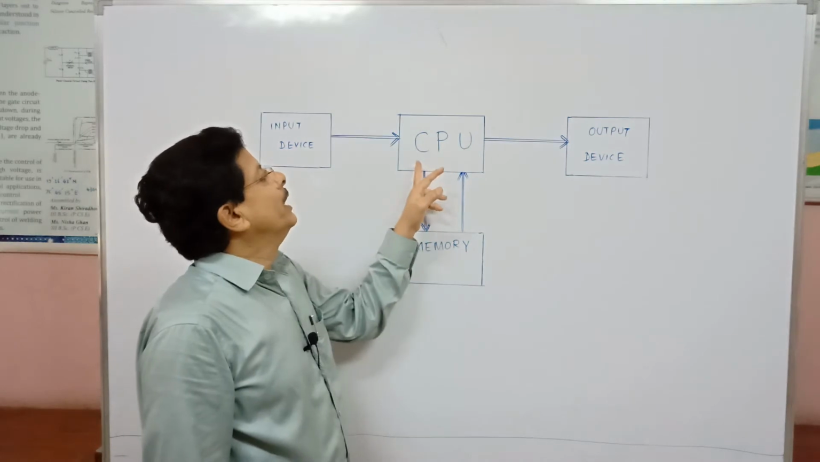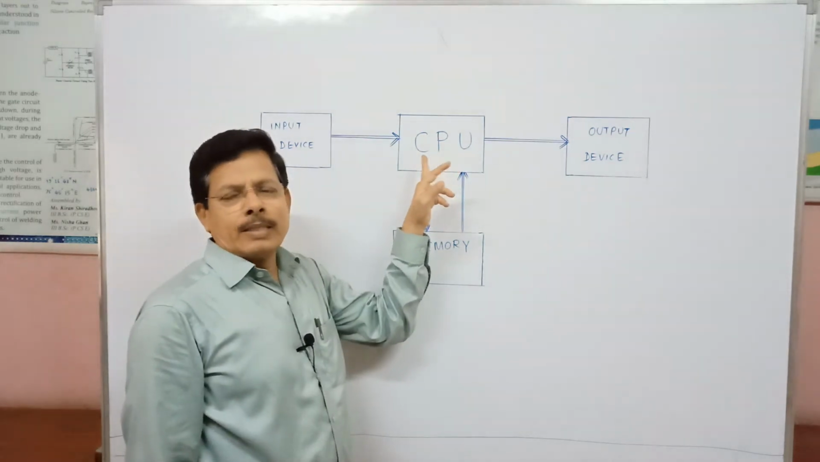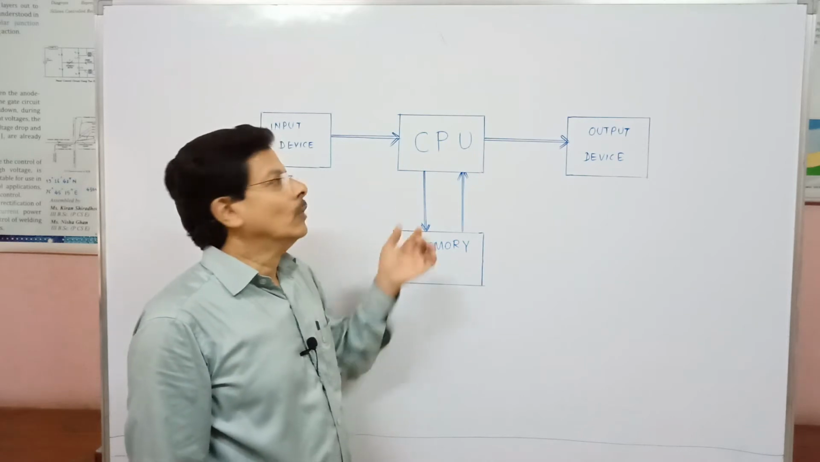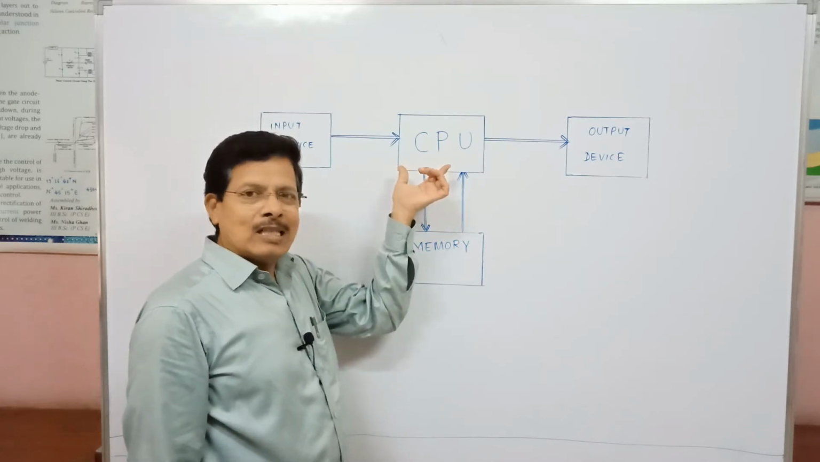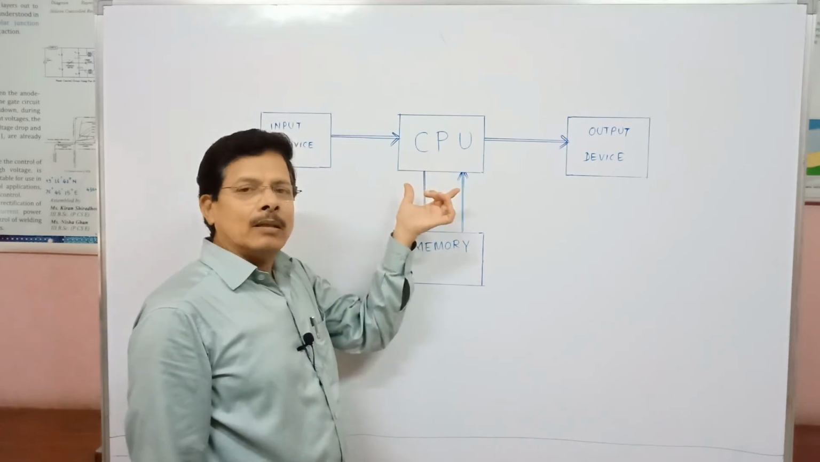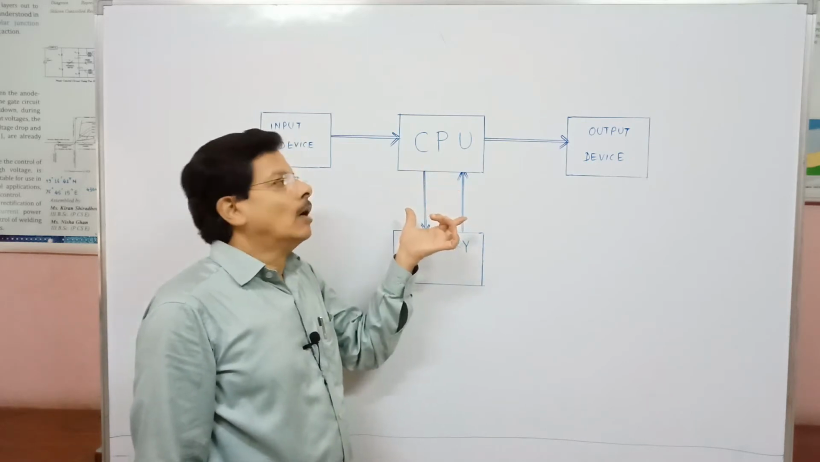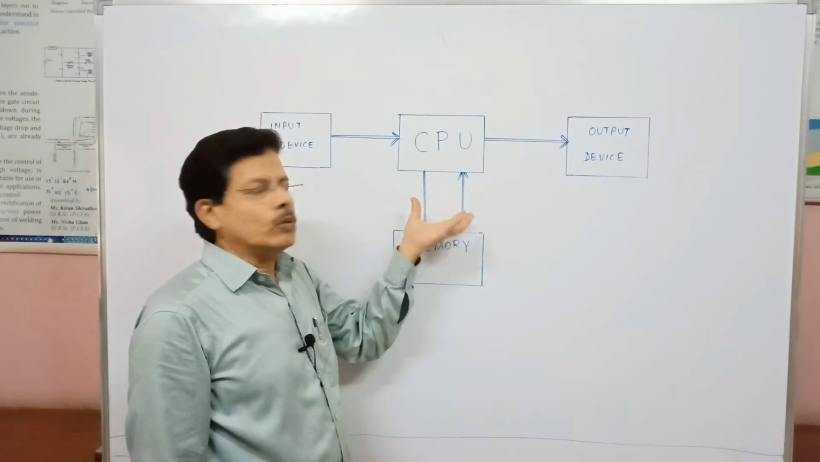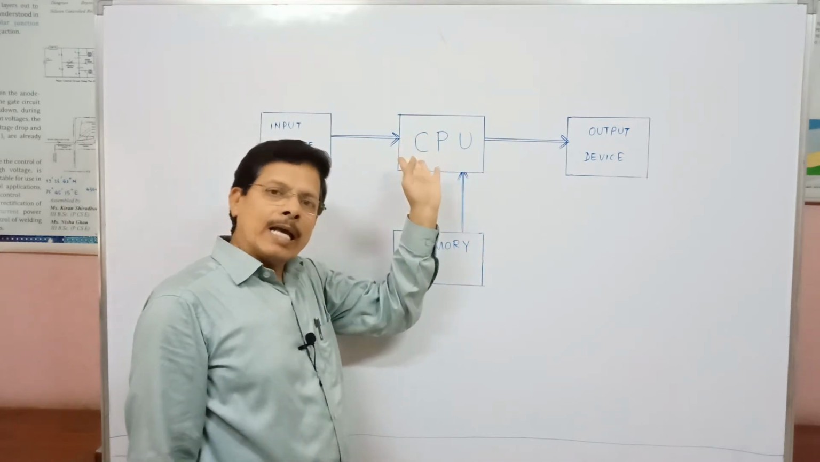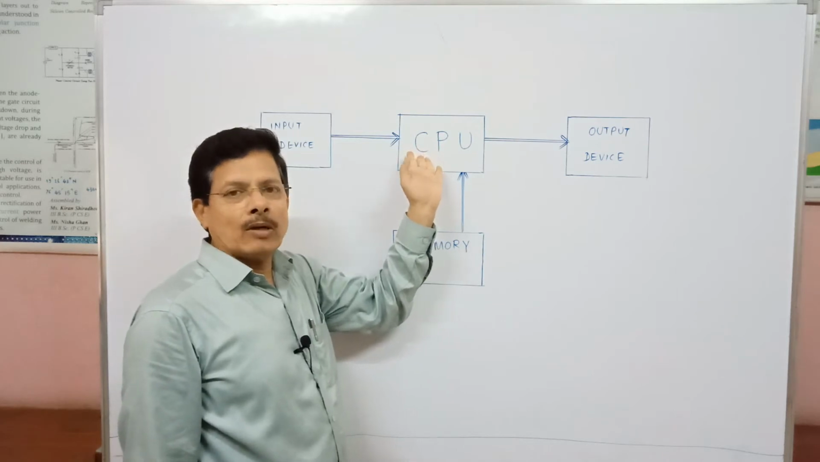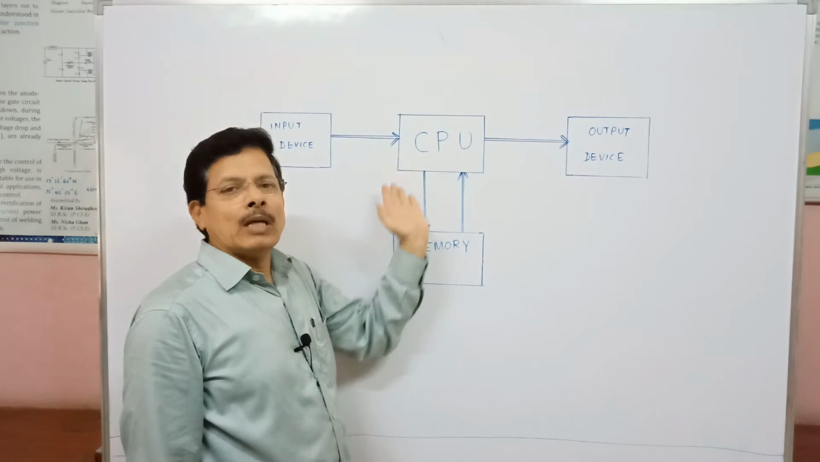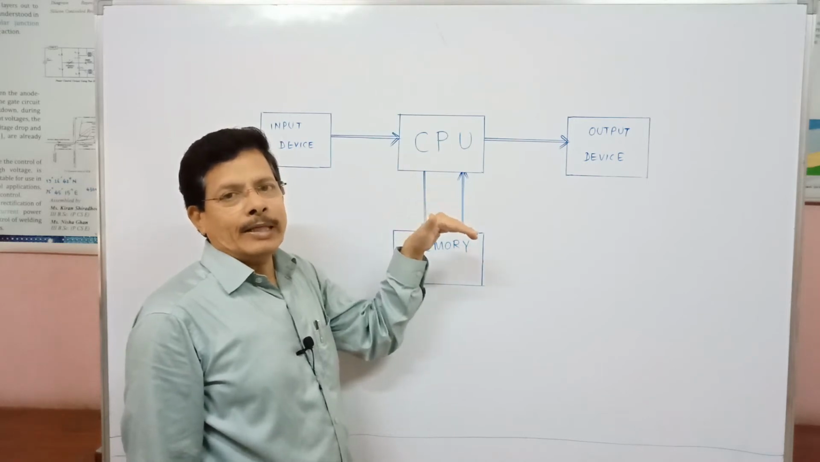Then there is the main component. You can call this the brain and heart of the computer system. We call it the central processing unit. It has the arithmetic logic unit in it, where the data is actually processed. It performs arithmetic and logical operations on binary information, and it gives the output in the form of binary.